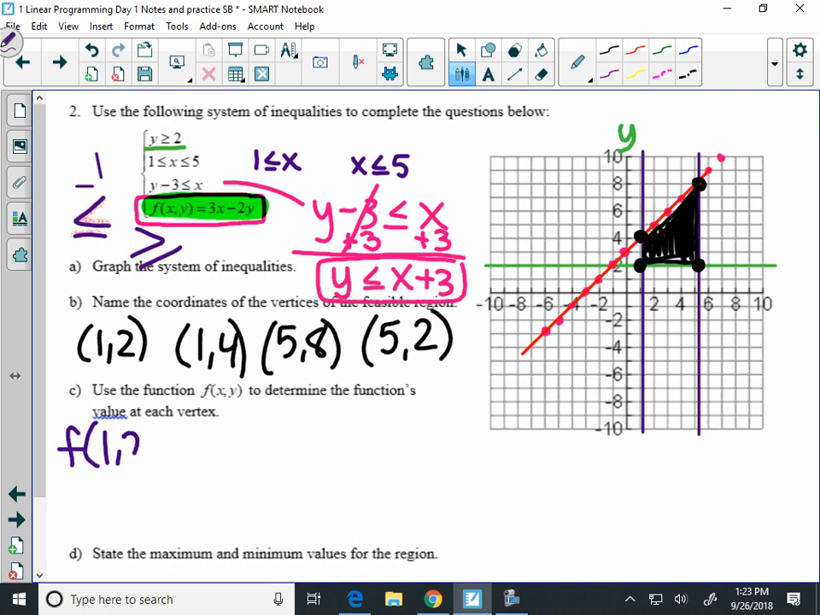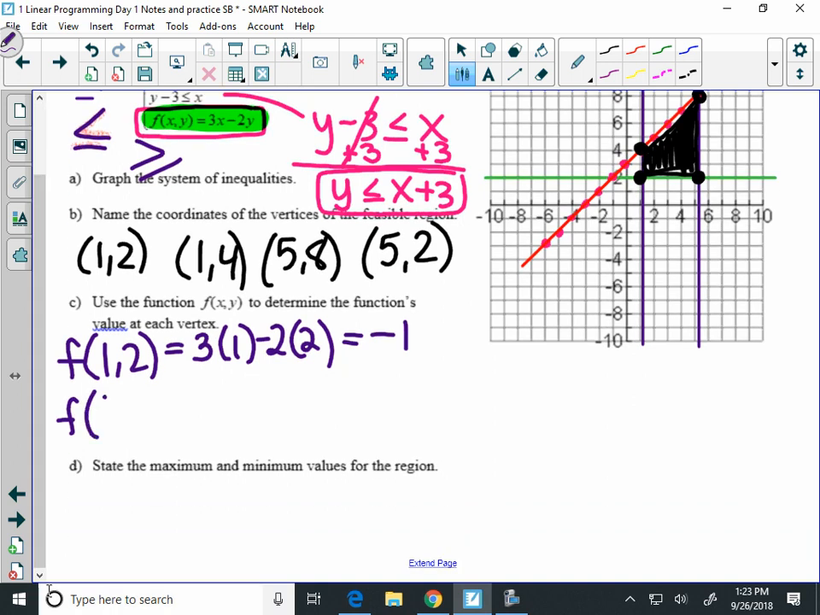F of 1, 2. So put the 1 in for x, the 2 in for y. You can do this on your own. You don't have to wait for me, but I'll talk through it here for the video. 3 times 1 minus 2 times 2. You should get negative 1. It is okay to get negative answers for your outputs. All right, now we'll try 1, 4. 3 times 1 minus 2 times 4. We should get an output of negative 5. Use your calculators if you need.